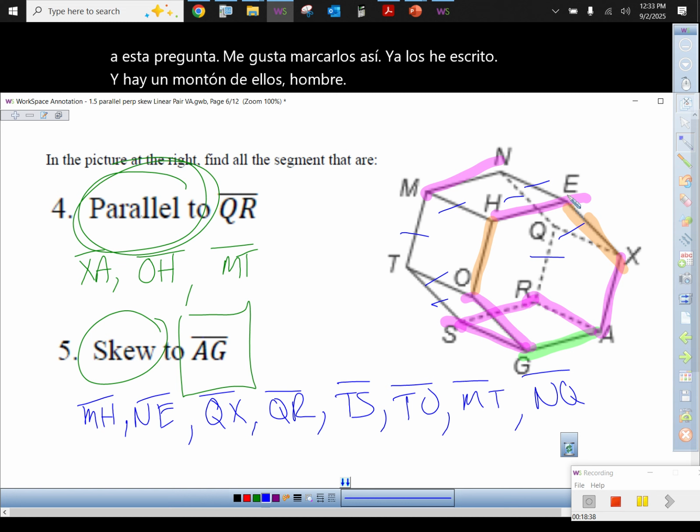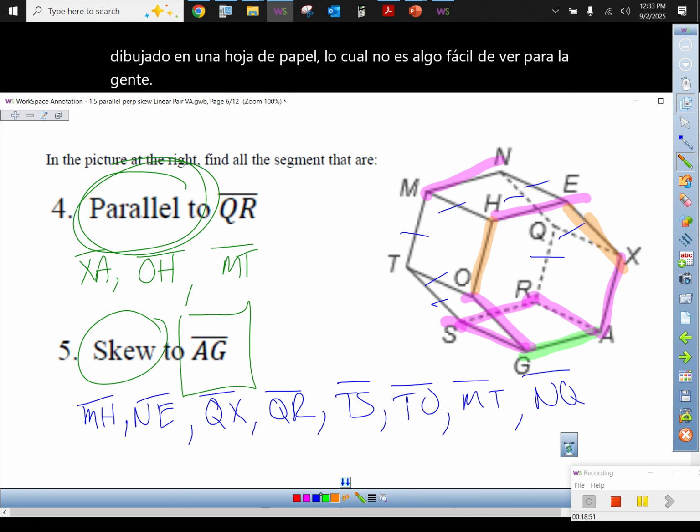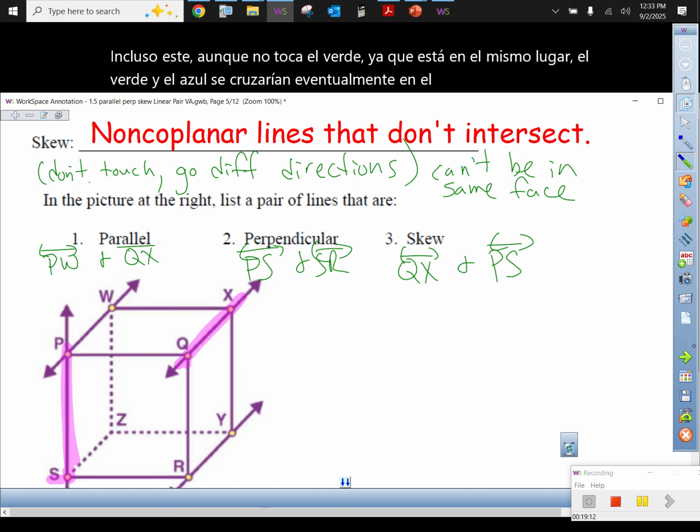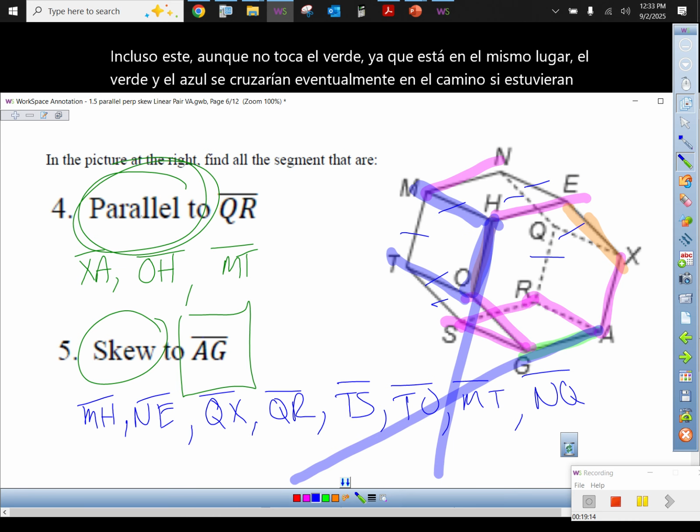It's a hard problem to see because it's a three-dimensional object drawn on a piece of paper, which is not an easy thing for people to see. But if I went back and used a fourth color here, can you see this guy? He doesn't touch the green one, he's going a different direction, right? Even this one, even though he doesn't touch the green one, since he's in the same face, the green one and the blue one would intersect eventually down the road if they were lines. So that's skew, which is a weird one.